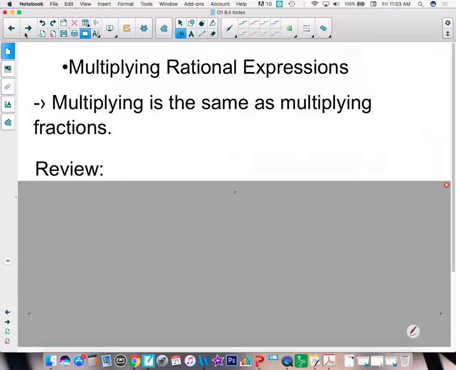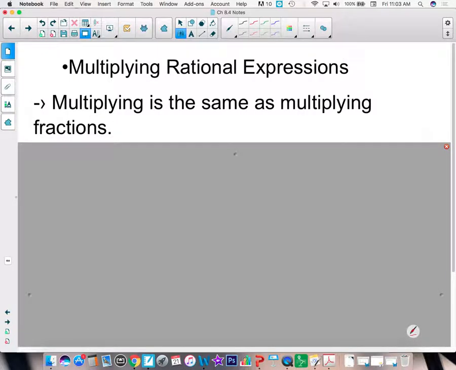Okay, so that's just simplifying. Next one we're doing is multiplying. So multiplying rational expressions. Okay, and this right here, rational expressions, I didn't say it right away. That's a big word to say, fractions. That's what rational expressions is, pretty much. It's just fractions. So multiplying the rational expressions is the same as multiplying fractions, except we have polynomials.